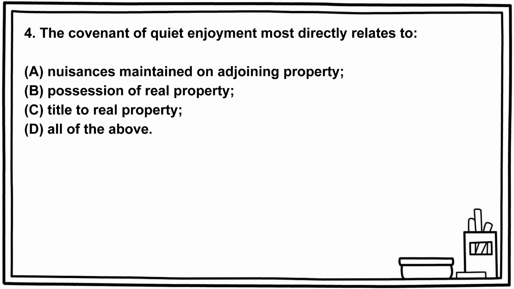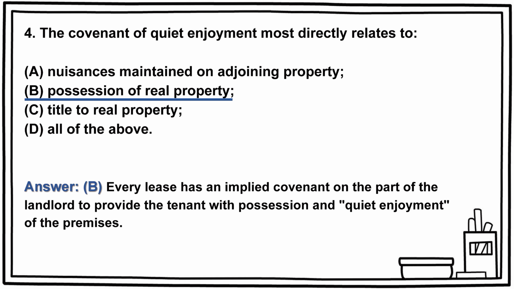4. The covenant of quiet enjoyment most directly relates to: A. Nuisances maintained on adjoining property. B. Possession of real property. C. Title to real property. D. All of the above. Answer: B. Every lease has an implied covenant on the part of the landlord to provide the tenant with possession and quiet enjoyment of the premises.